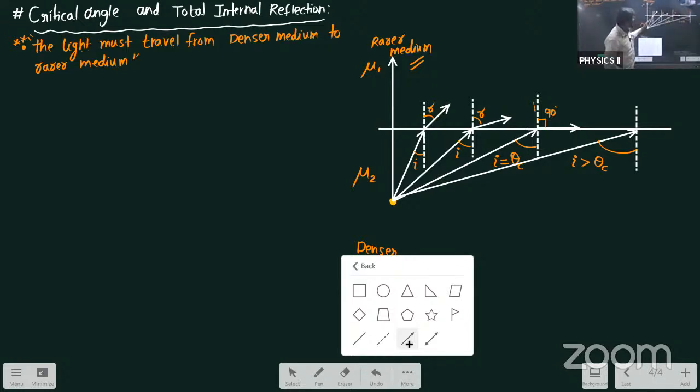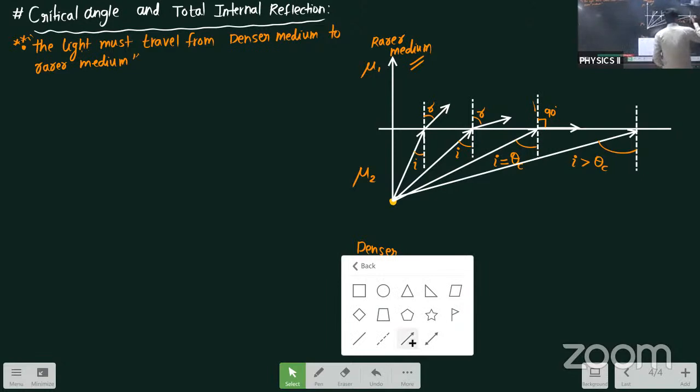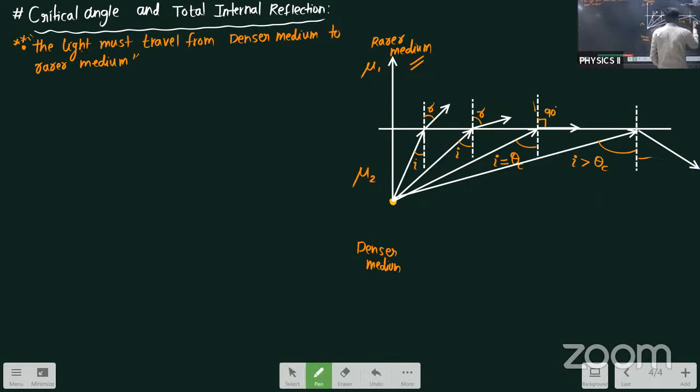See here what has happened. As the ray is going from denser to rarer medium, it is moving away from the normal. Finally, it makes an angle of 90 degrees with respect to the normal in the rarer medium. That angle of incidence is called the critical angle. If the angle of incidence is greater than the critical angle, the ray will be reflected in the same medium. This phenomenon is called total internal reflection. I hope you understood this diagram.